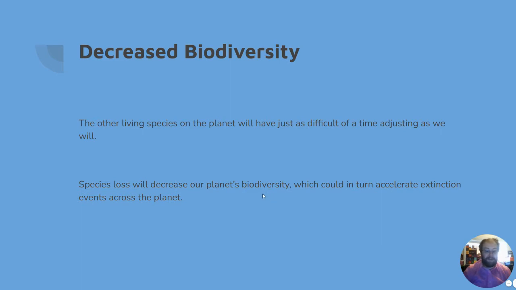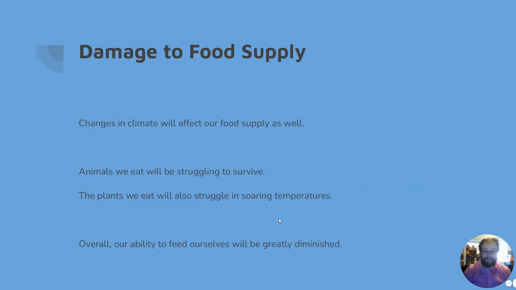It's also going to decrease the biodiversity of our planet. Other living species, not just us, are not going to be able to adjust like maybe potentially we will be able to. And species loss is going to decrease our planet's biodiversity, and that's going to accelerate extinction across the planet. So we're going to be losing more and more ways of life.